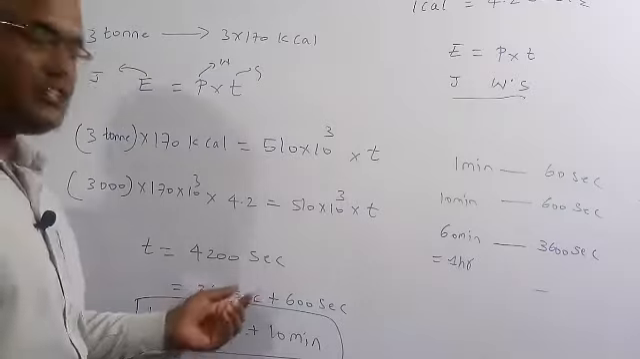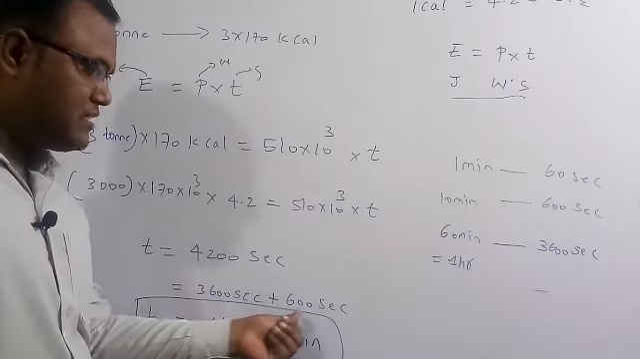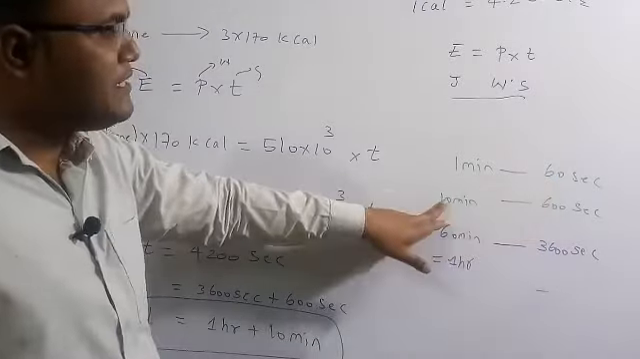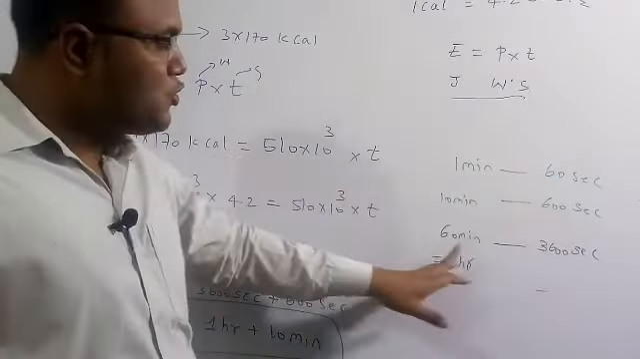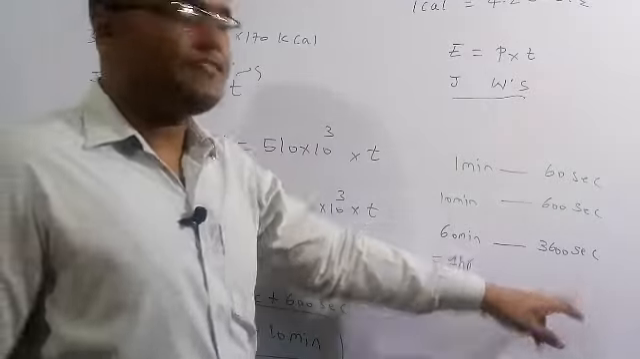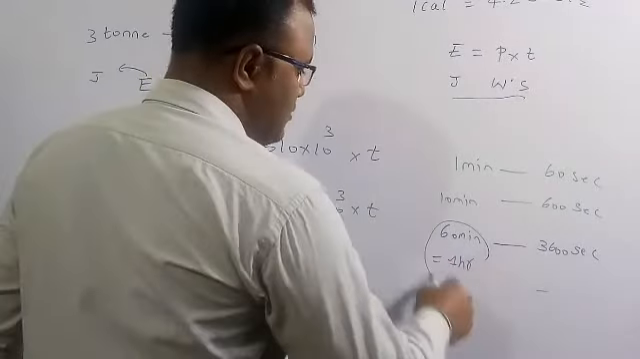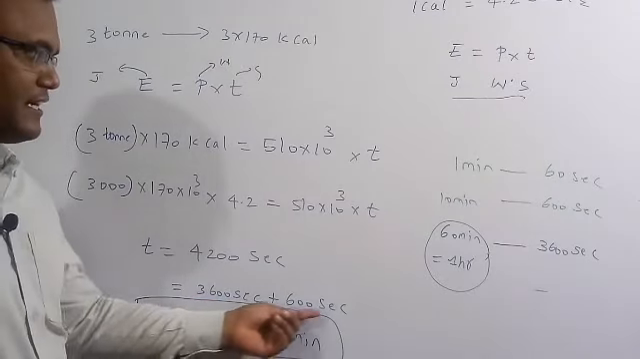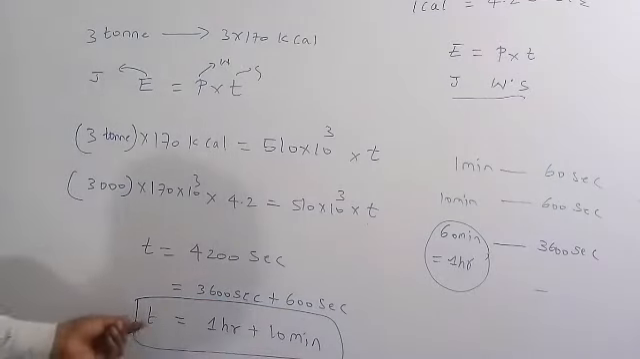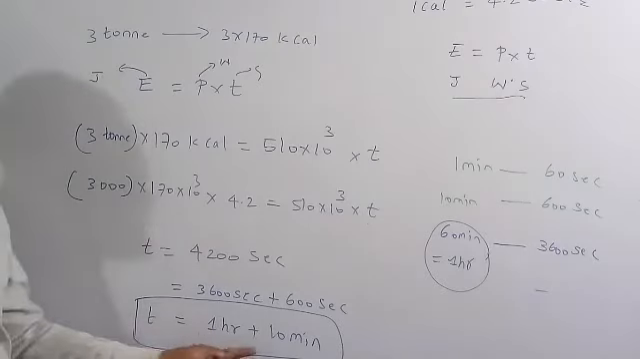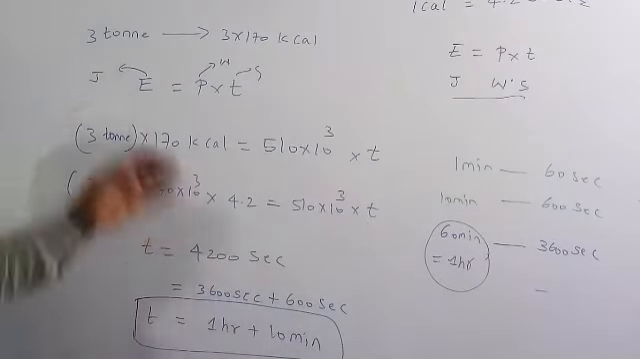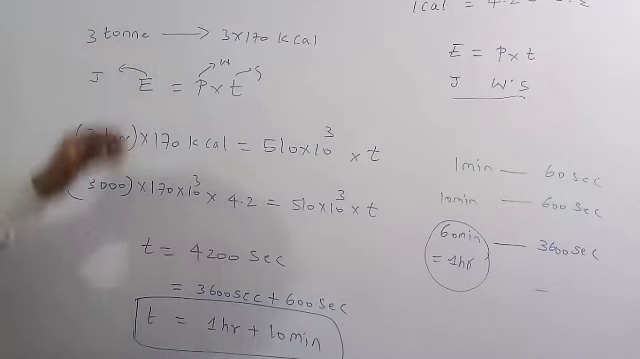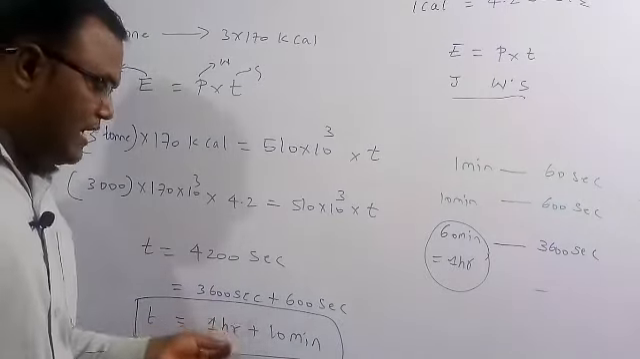We can write it in this fashion: 3600 seconds plus 600 seconds. For 1 minute there are 60 seconds, so for 10 minutes it will be 600 seconds. For 60 minutes it will be 3600 seconds. 60 minutes is nothing but 1 hour. So 3600 seconds means 1 hour, and 600 seconds means 10 minutes. So finally the time duration is 1 hour 10 minutes. It is needed by the electric furnace to melt 3 tons of steel. So the final solution is 1 hour plus 10 minutes.